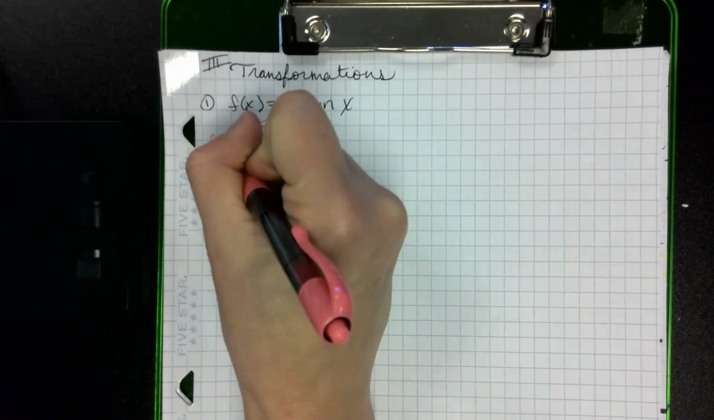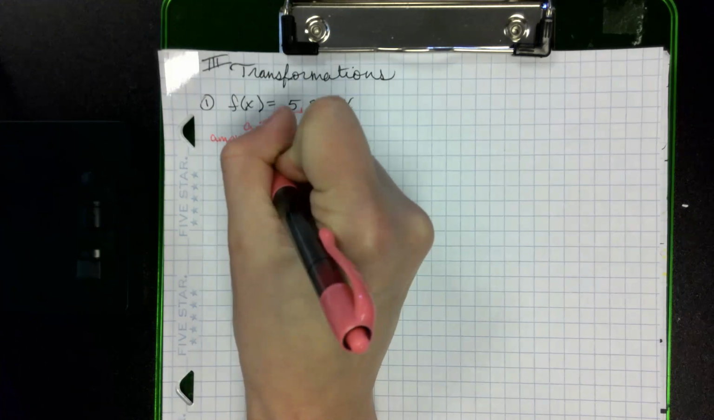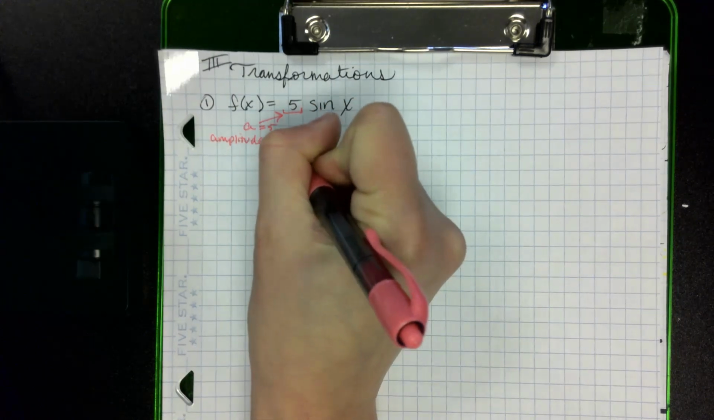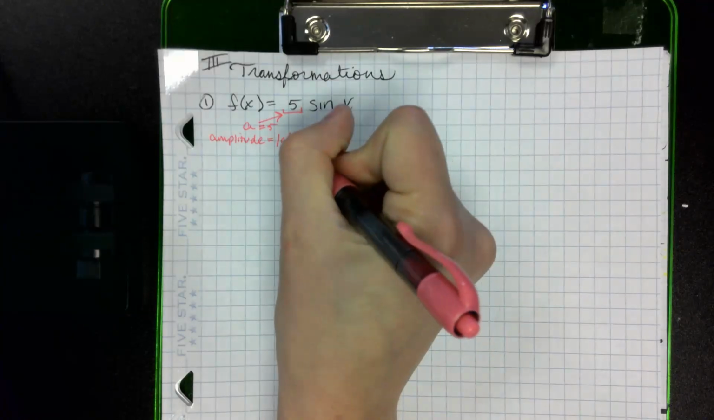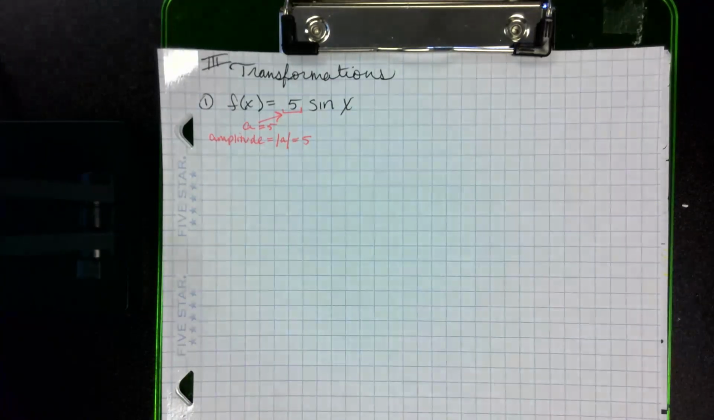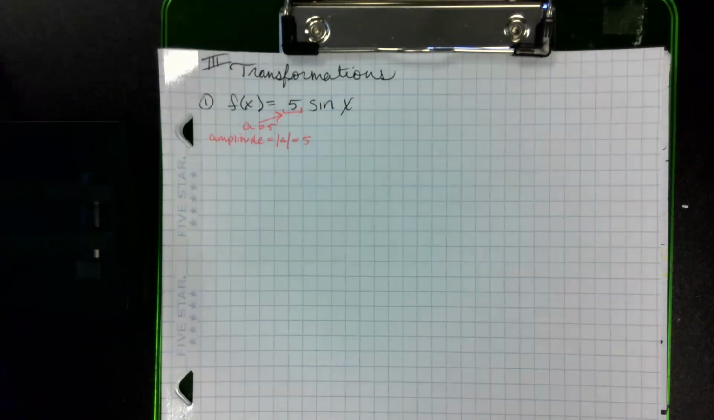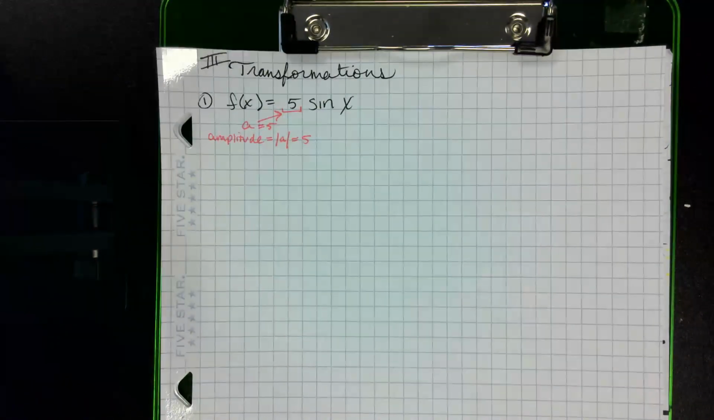And the amplitude equals the absolute value of A. So since A is 5, the absolute value of 5 is 5. So I know the amplitude of my graph is 5. So I'm going to go from the x-axis, up 5 and down 5. I'm going to go ahead and find the period length also before I start graphing.